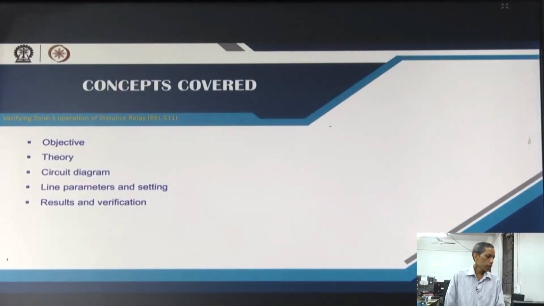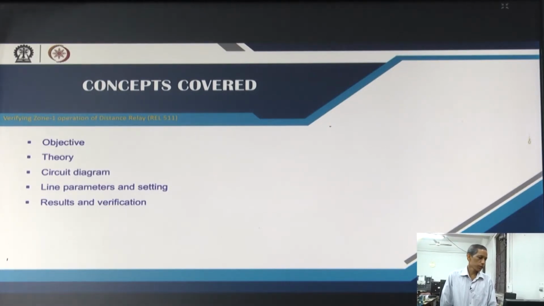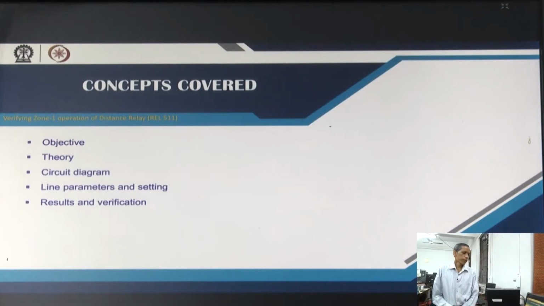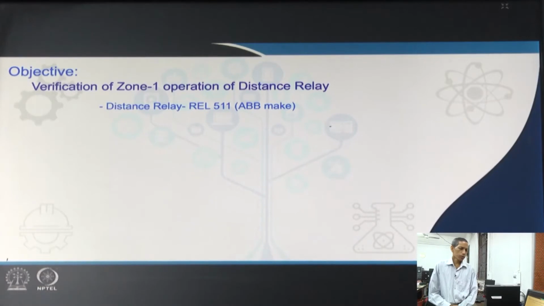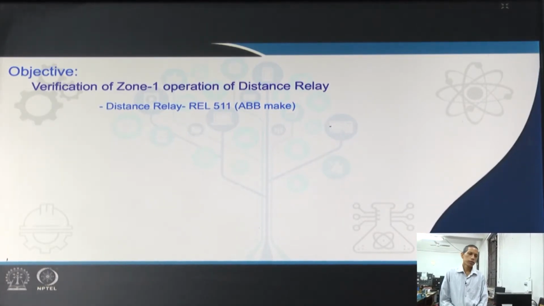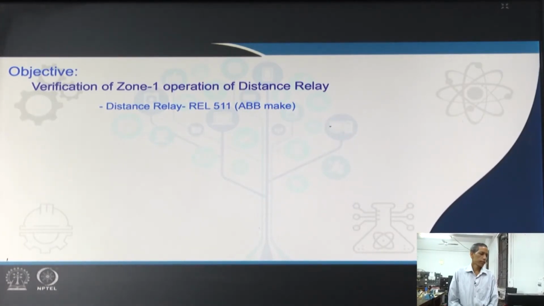So, overall our coverage will be a little bit of background from the theory perspective, the corresponding circuit diagram and the different settings including the line parameters in the setup, and then we will go for the results and verification. So, the overall objective of this lab experiment on the distance relay is to verify zone 1 operation of the distance relay REL 511, ABB make.